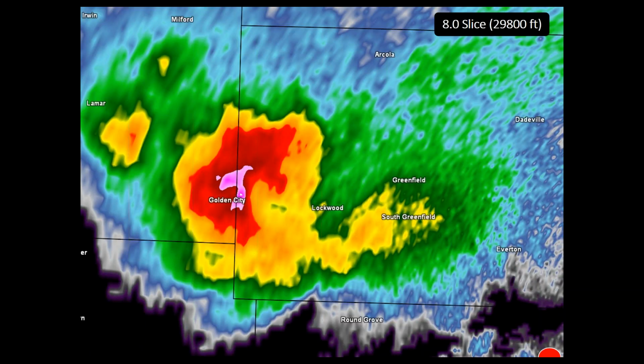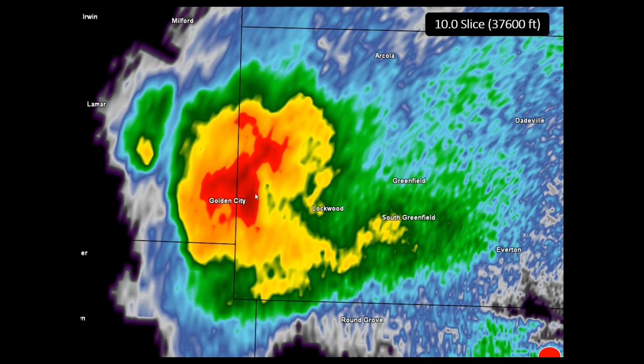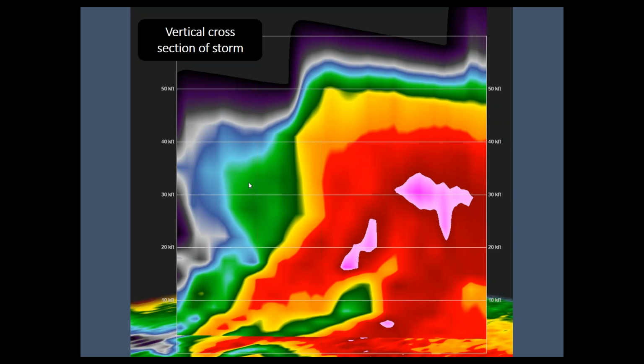Let's go up to almost 30,000 feet. We're at 29,800 feet. This is the 8 degree slice. It shows you right where the hail core is, right over Golden City. So it's a little bit further east in the higher scans, and there's a reason for that. We'll look at that here in a second. But this is what it would look like at that level. Go up even higher, we're almost up to 38,000 feet. It shows you where that hail core is still strong, just northeast of Golden City.